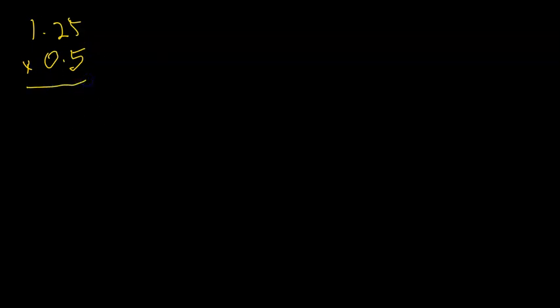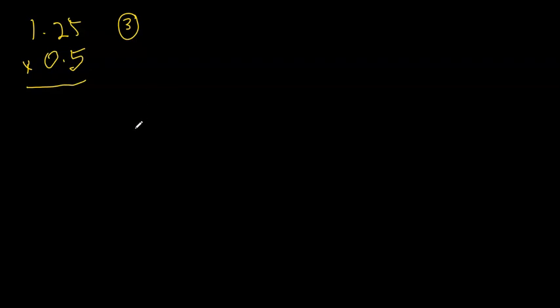With decimal multiplication, what you do is you count the number of decimal places, the number of digits to the right of the decimal point. In the top one, we have 2 decimal places, and in the bottom one, we have only 1 decimal place. Once you know the number of decimal places, you note it down. So here we counted a total of 3 decimal places.